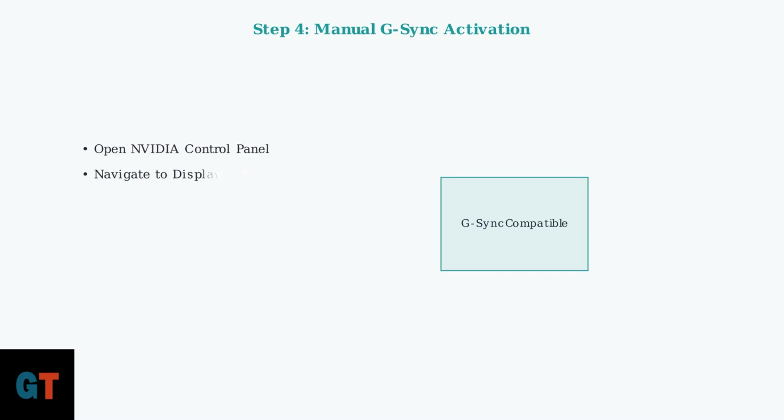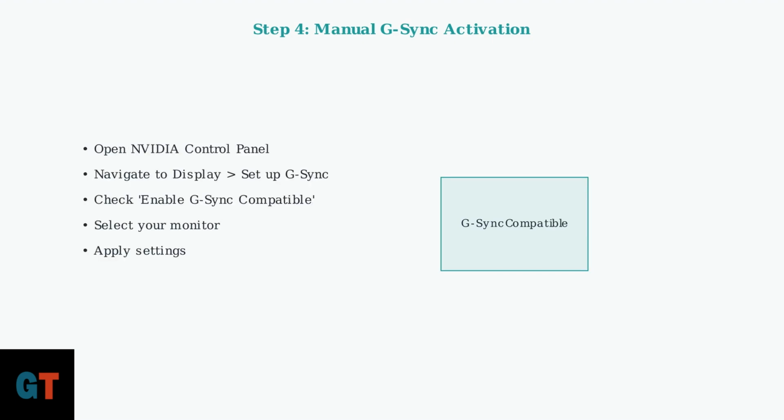Step 4 is manual G-Sync activation. Open Nvidia Control Panel, go to Display Settings, and look for Setup G-Sync. If your monitor doesn't appear automatically, check the box for Enable G-Sync Compatible. This manual override works for most FreeSync monitors, even if they're not officially certified.